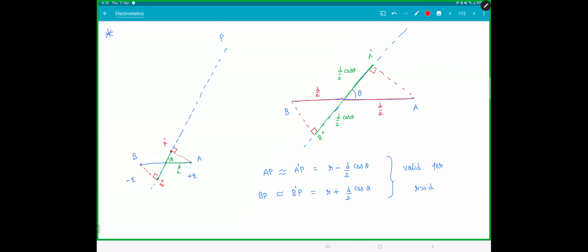But please have a look at these approximations. Quite important. You will again notice the same thing in wave optics. I will teach you then when it comes. But this is the idea there. So instead of finding from A to P, we are trying to find A dash P. Instead of finding B to P, we are finding B dash P. Is this approximation clear, everyone? Clear?